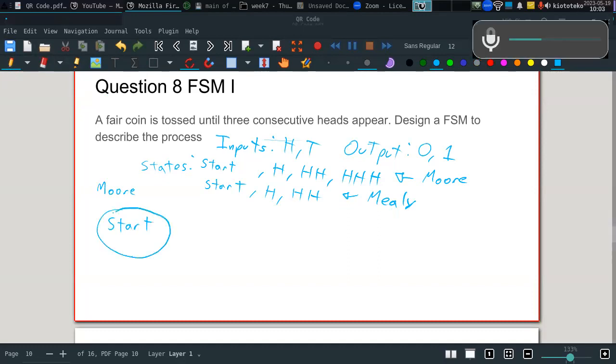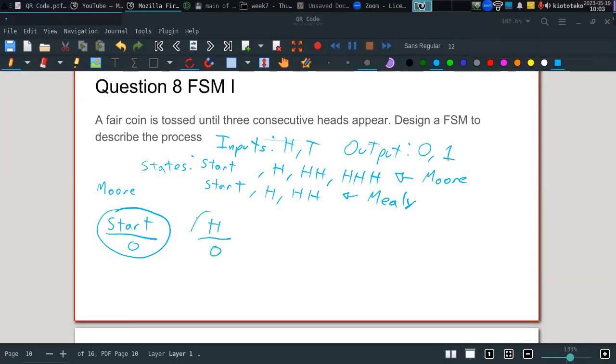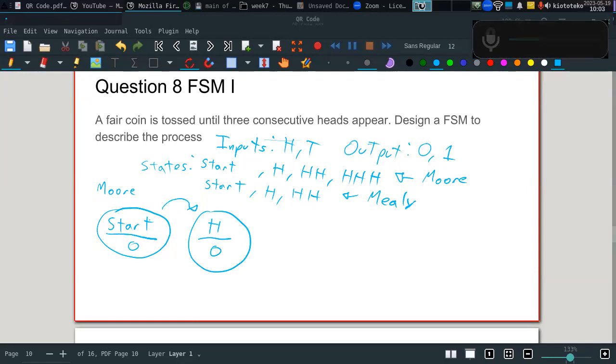So we start here, and we know that in a Moore machine, the output is only a product of the state, no? You start here, and your output is 0, no? Because you haven't done anything. Then you have the first head, and it's still nothing, no? And you have this. So just be careful, this H is different from this H. This H is a state, while this H is an input. So just be careful with this too.